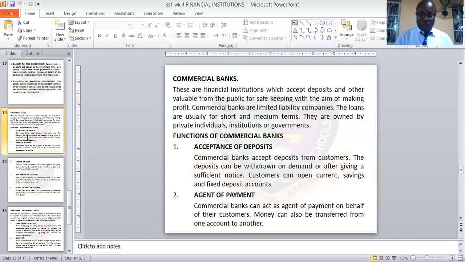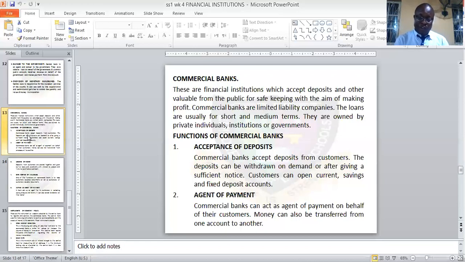So commercial banks accept deposits and other valuables and documents from the public, who are their customers, for safekeeping, and they make profit. Commercial banks are limited liability companies. You must know that the loans are usually for short and medium terms. They can be owned by private individuals, institutions, and even the government.